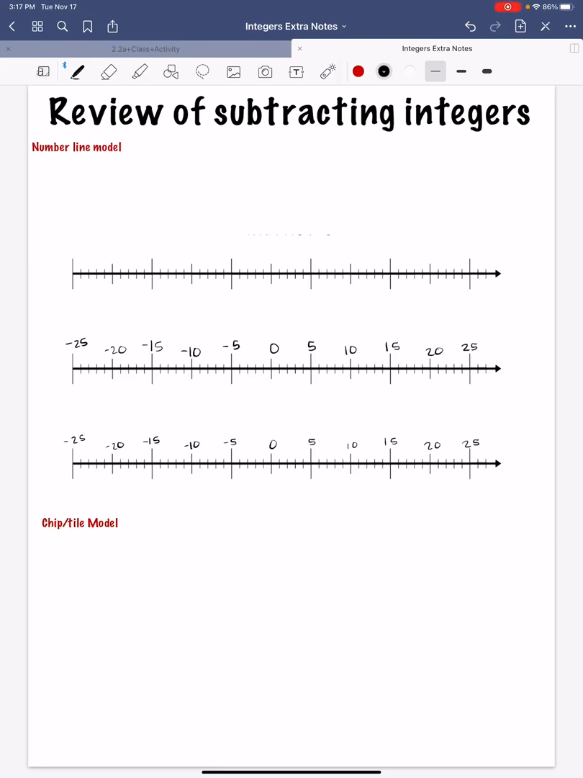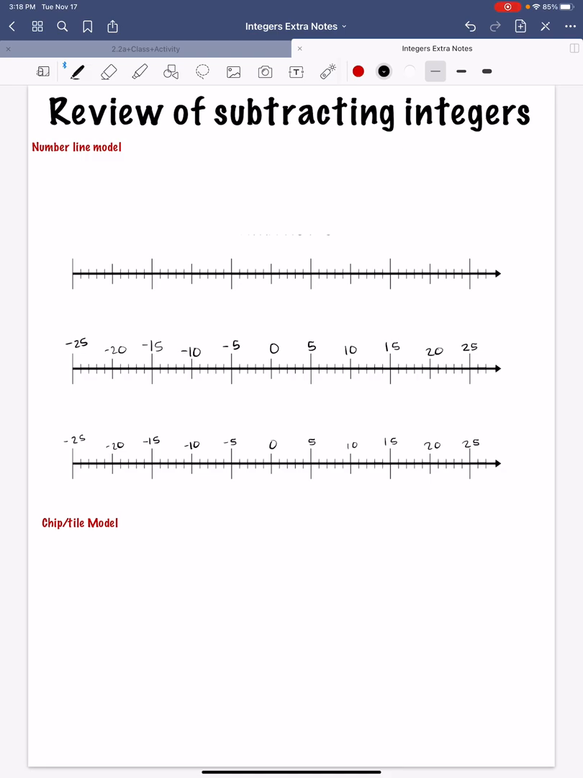All right, guys, we are going to review subtracting integers. A lot of you guys struggled with that, so I want to go over it again. We're going to practice a little more today so we can really master this skill. We're going to practice with number line models and chip and tile models. Remember, I don't care which one you prefer. I want to teach you both so that you can pick which one works better for you.